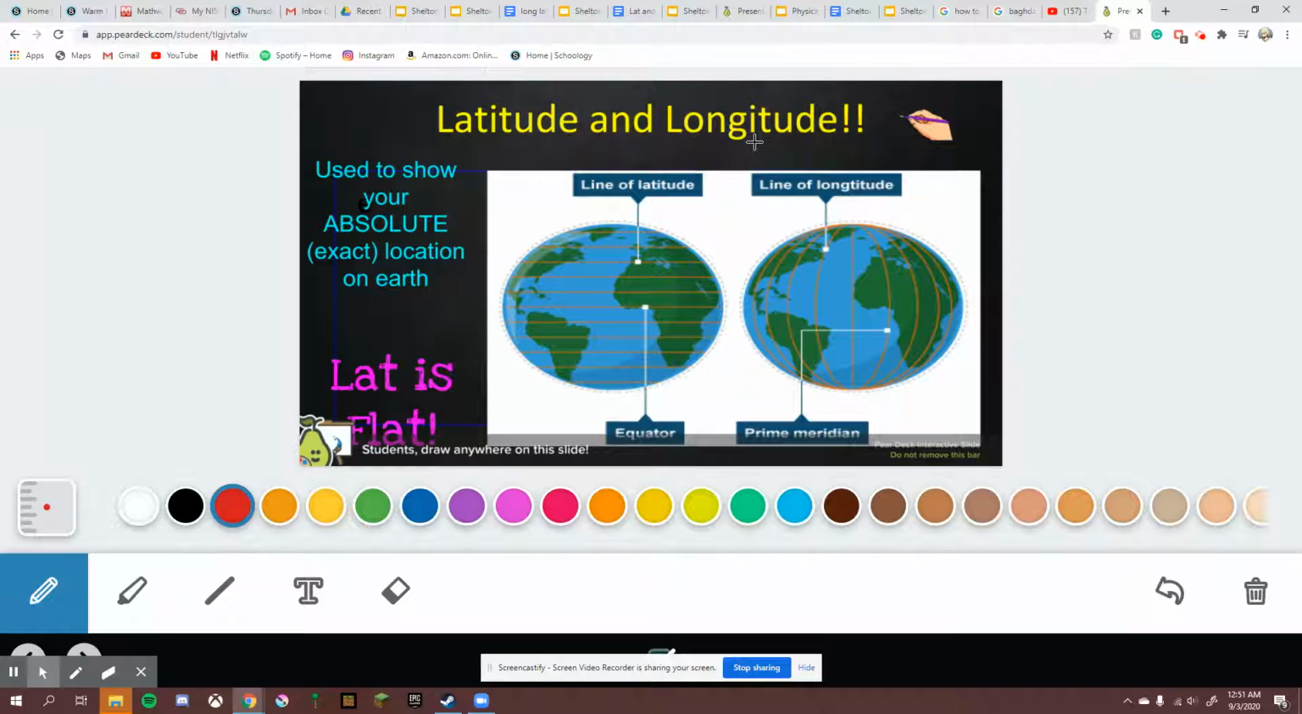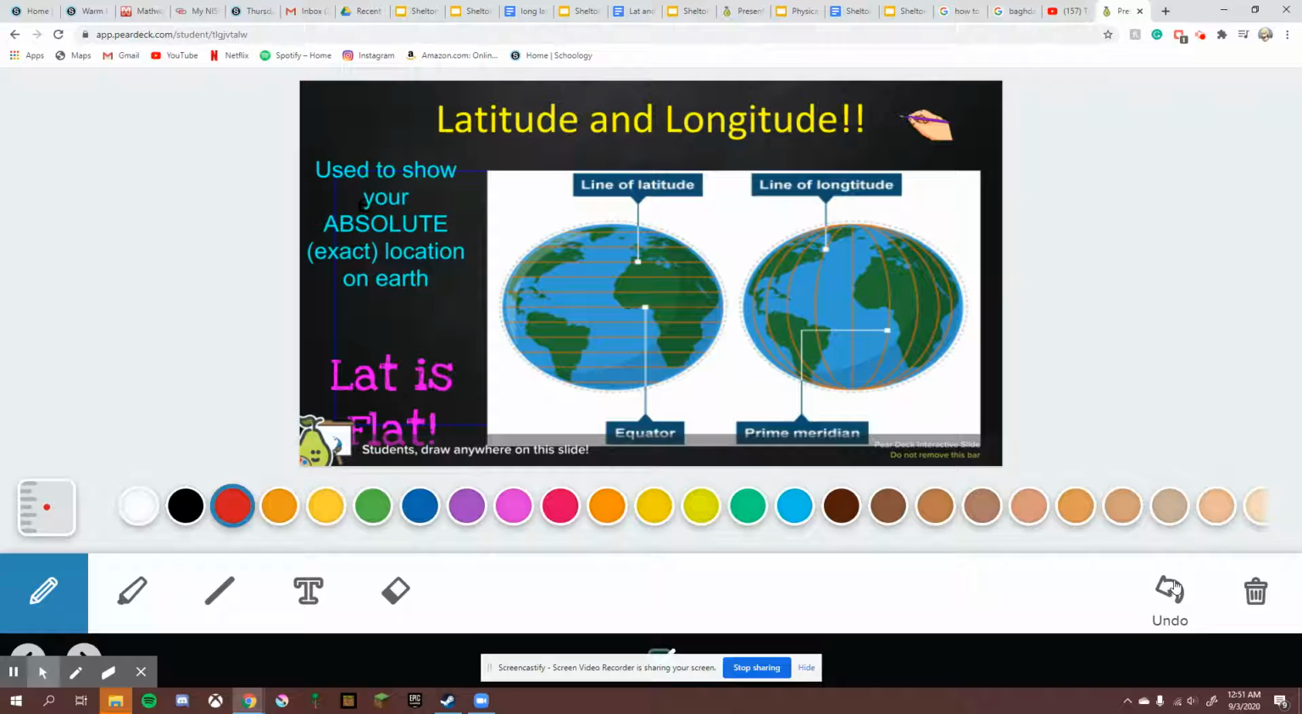So first thing I want to do is, because these are different lines on the map, but they can have similar numbers and they can be very confusing because they both start with the letter L, I want to give you a way to understand and remember this. So this is my little clue right here at the bottom. To start with, we're going to start with this idea of latitude. We're going to call it lat.